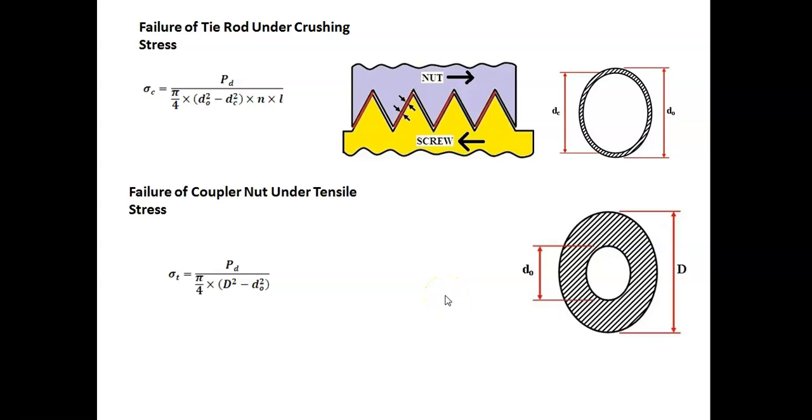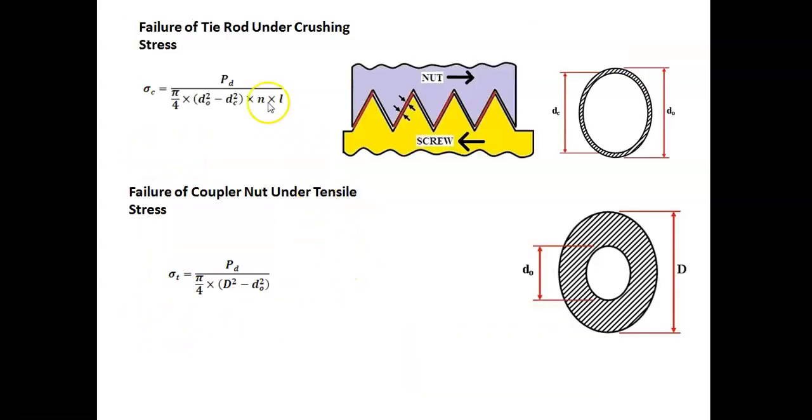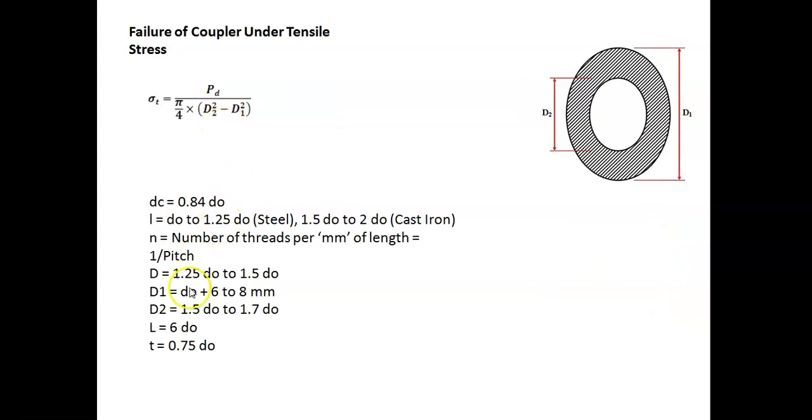Hello everyone. So in the last lecture we have seen the design procedure of the knuckle joint and the turnbuckle. Step 1, step 2 and step 3. We were seeing step 3. As I told in the last lecture, once you know the core diameter from step 1, then you can calculate the nominal diameter, that is DO, from empirical relations.